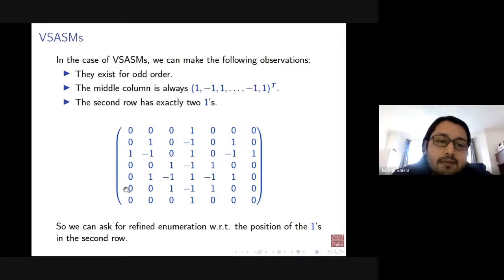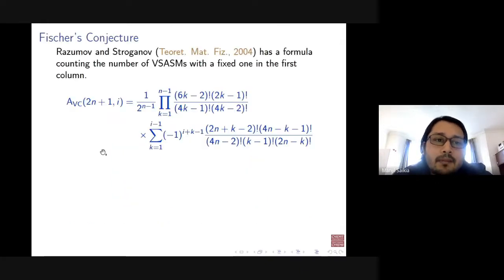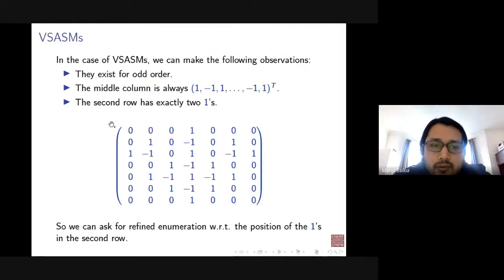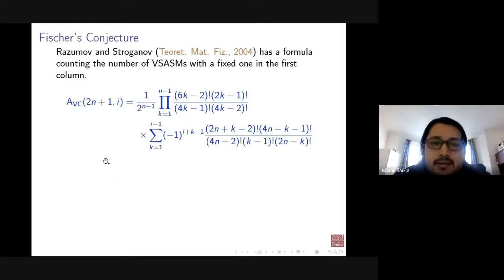And this would be a refined enumeration question for the column refinement in the case of vertically symmetric alternating sign matrices. This was already done by Razumov and Stroganov, who proved the number of odd order, so order 2n plus 1, alternating sign matrices which are vertically symmetric, where the position of the 1 in the first column is fixed in the ith row. This number is given by this formula.